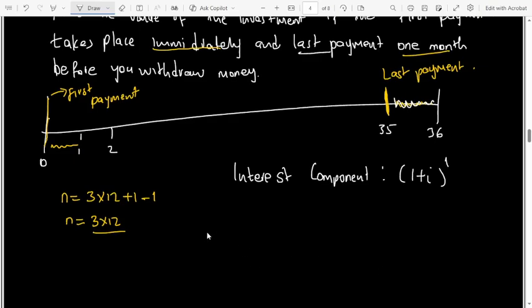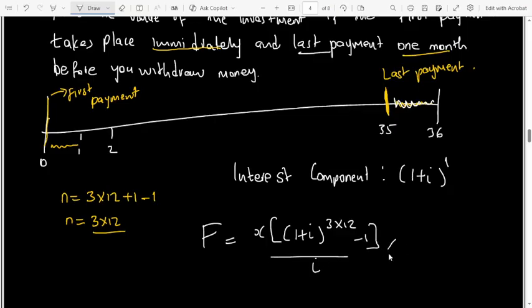So the interest component for the last month, that's the formula for the interest component. Therefore, to calculate the future value, this is x into 1 plus i to the power 3 times 12 minus 1 over i. We have the interest component. You multiply this by the interest component. I hope you guys understand what is going on here. We can also do the last one.